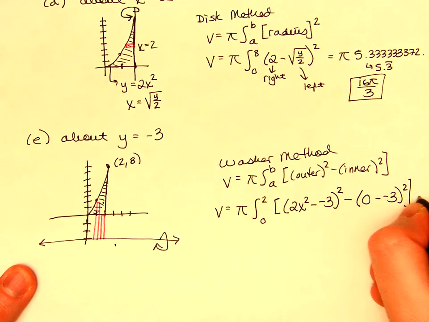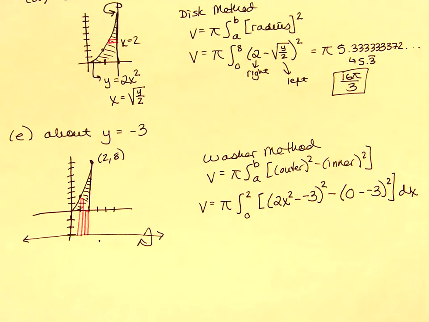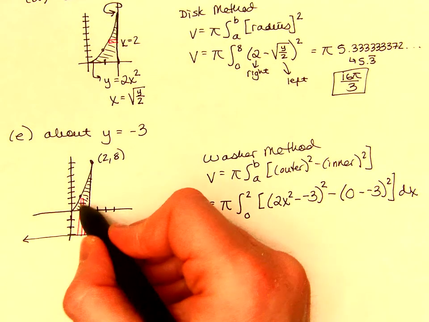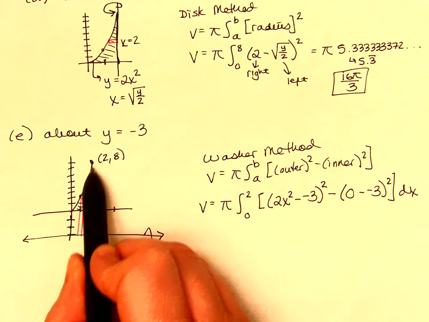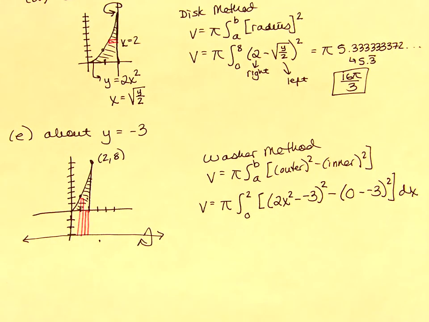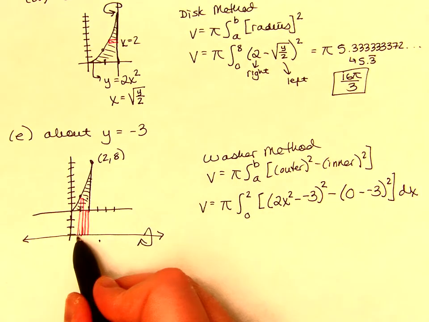I realize this might look a little strange, but I'm really just following my rules of top minus bottom and all of that stuff. First of all, vertical rectangle, so I'm using y equals 2x squared rather than x equals square root of y over 2. I want functions of x here. The top of this rectangle, 2x squared, the parabola. The bottom is that line y equals -3, so top 2x squared minus -3 squared.